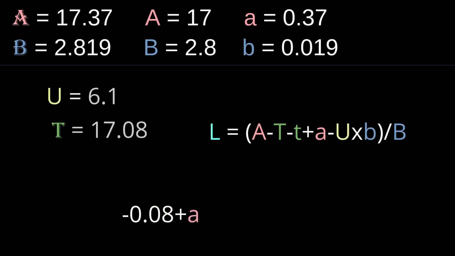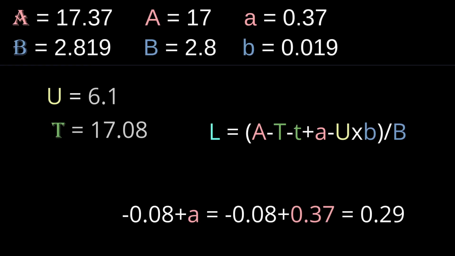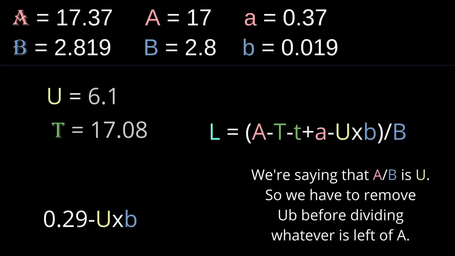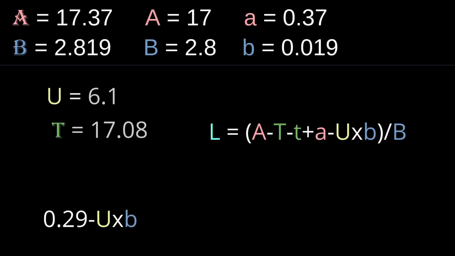And the next thing that happens is we add a on. We still got to divide the lower half of a. So we add that on. We get negative 0.08 plus 0.37 will give us 0.29. And the next thing that we do is we subtract u multiplied by lowercase b. We're saying that b goes into a at least u times. So we've also got to remove u multiplied by lowercase b before we perform the final division. And that's what this little minus ub is.